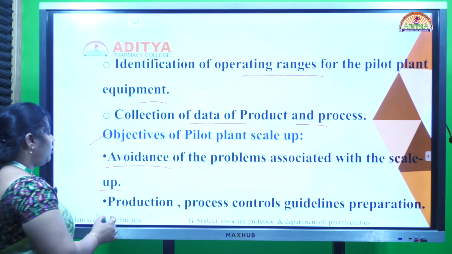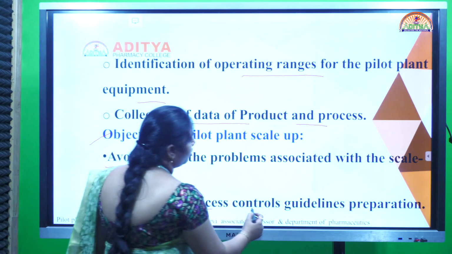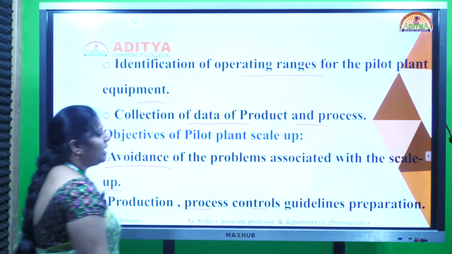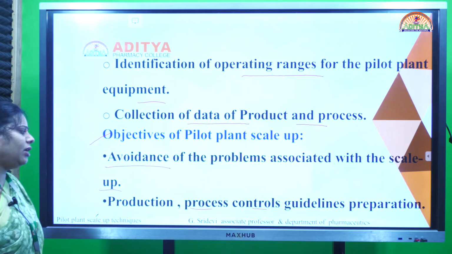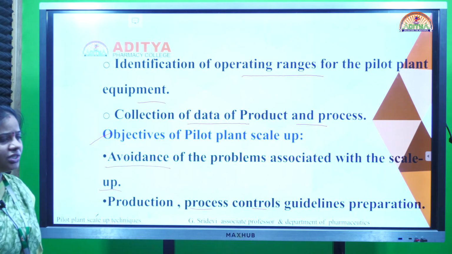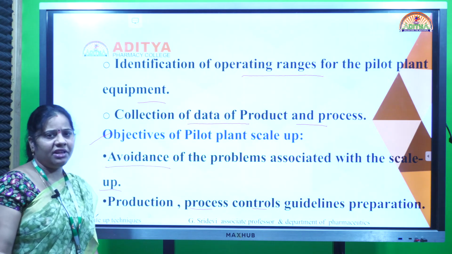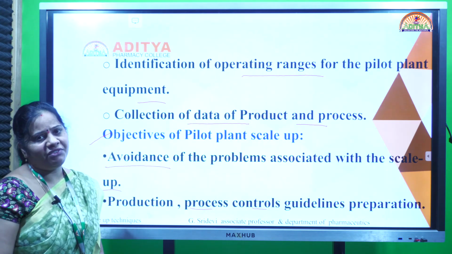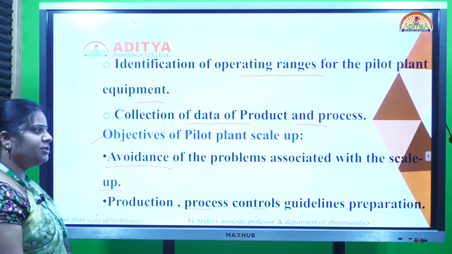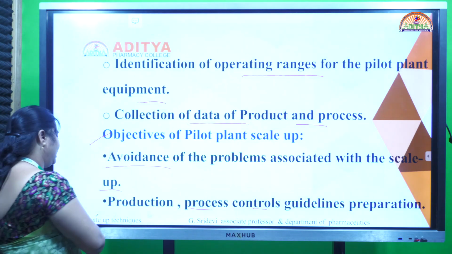Next one, the production process and control guidelines preparation. By taking the entire guidelines from the pilot plant, and what type of process and production controls they used, if they are implemented in developing the scale up, we can minimize all the errors produced during the scale up activities.